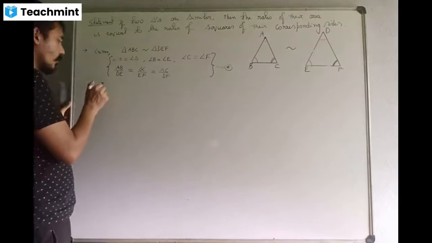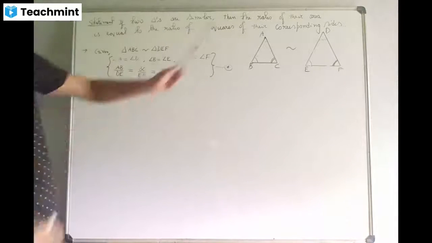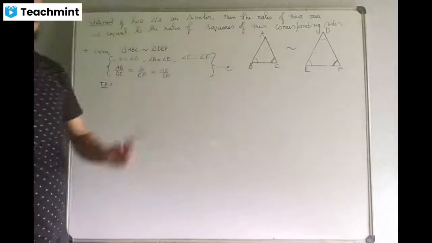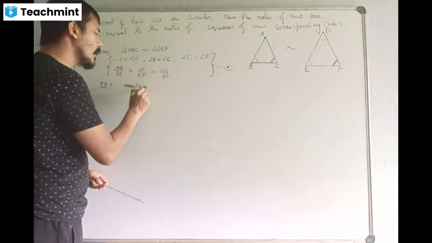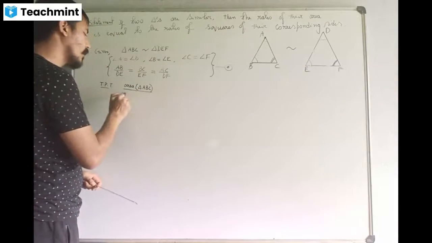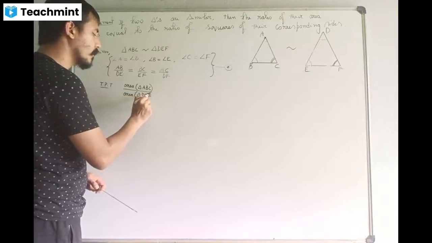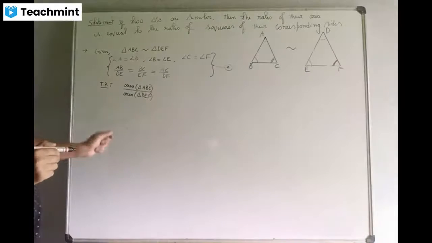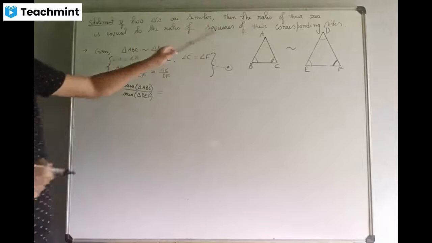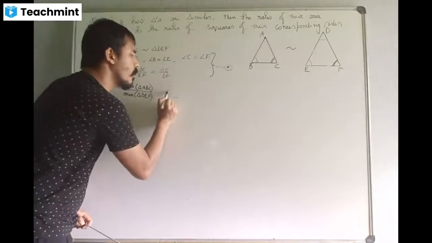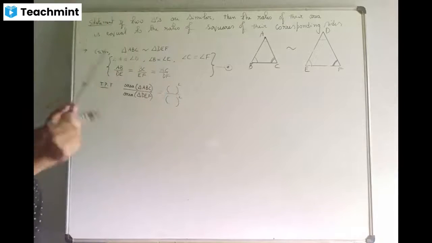Now, what do you want to prove? To prove that ratio of their area. Ratio of their area means area of triangle ABC upon area of triangle DEF. Okay? You have to prove that ratio of their area is equal to ratio of squares of their corresponding sides.